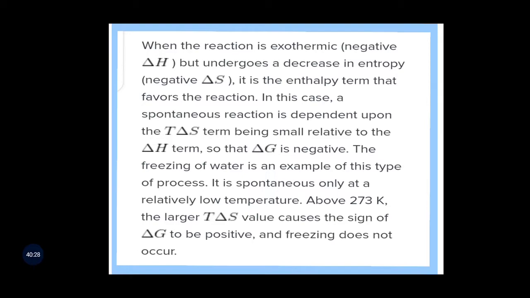So if it is spontaneous only at a relatively low temperature above 273 Kelvin, so if the temperature is below 273 Kelvin, then it will not melt, because at that point the enthalpy is high. So the larger delta S value causes the sign of delta G to be positive, and freezing does not occur. Let's take note of that.